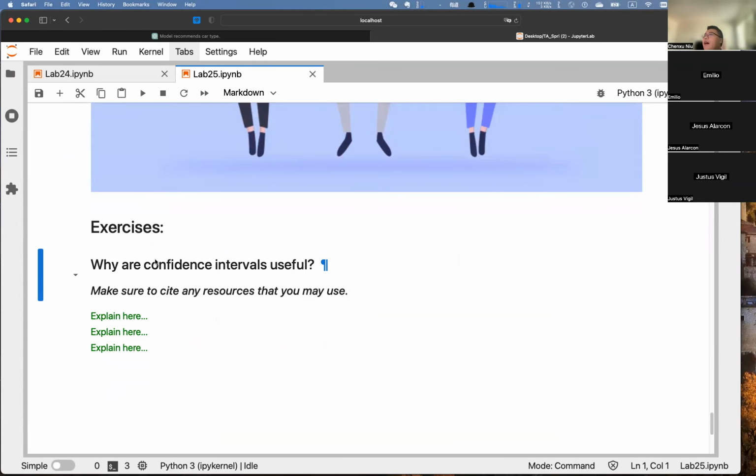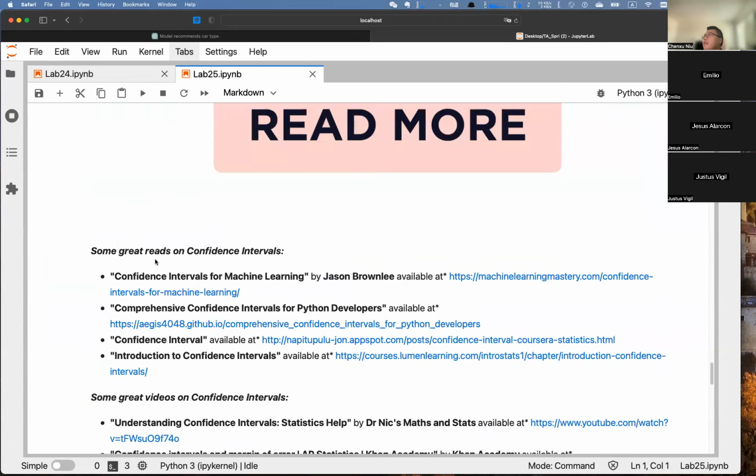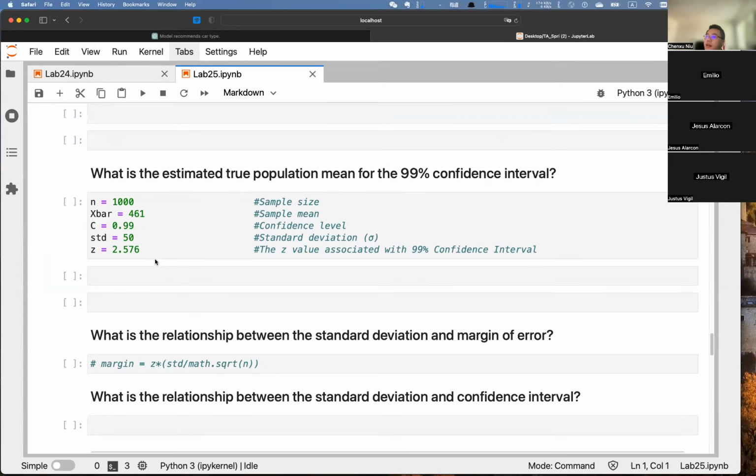So why are confidence intervals so useful? You need to answer it by yourself. If you use some resources, you need to cite them. All right. Please finish them by yourself and submit it by the end of next Monday.